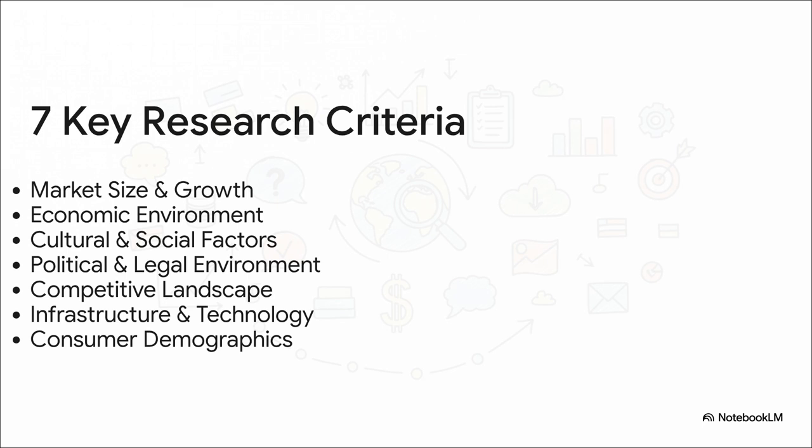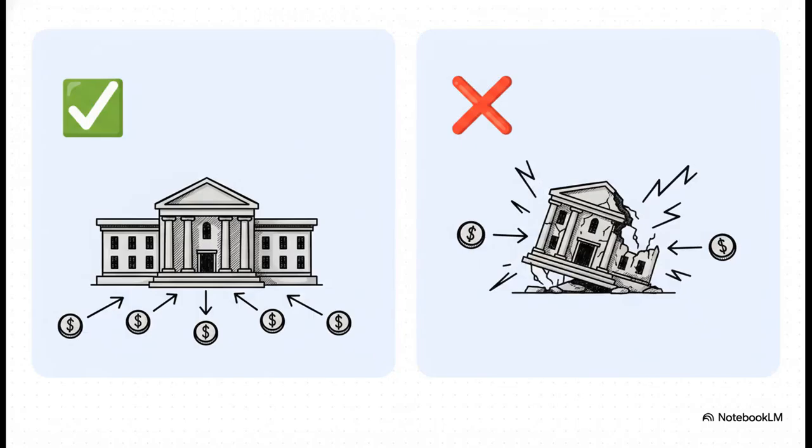Go ahead and commit this list to memory right now. Now, let's just take one of those criteria, the political and legal environment, to see why this analysis is so important. As this slide shows so clearly, a stable environment with predictable rules, well, that builds business confidence and attracts investment. But an unstable environment, it does the exact opposite, creating just unacceptable levels of risk.